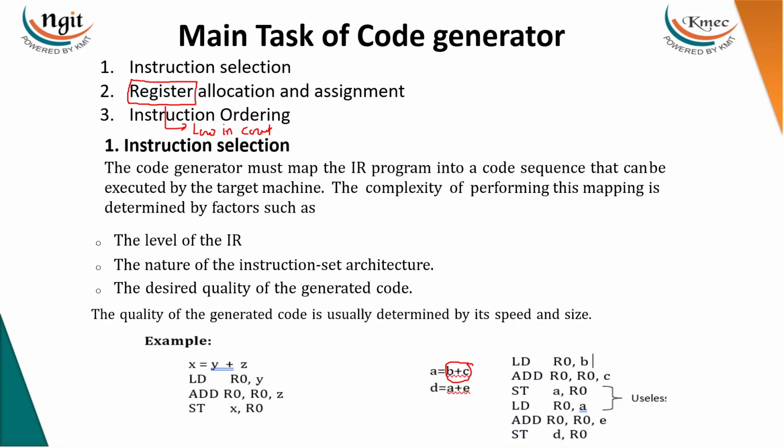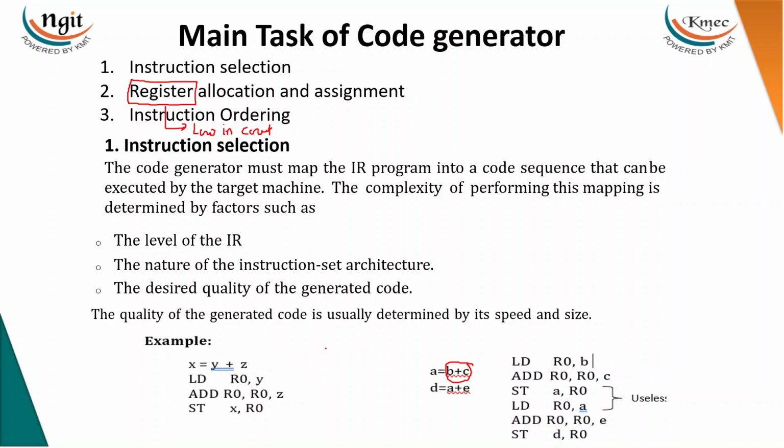So first one, the instruction selection, the first task of code generator. So how this IR is mapped into target code. So what is the level of intermediate representation, and what is the nature of instruction you are using, and what is the desired quality of the generated code. These things you should consider while you are selecting the instructions.